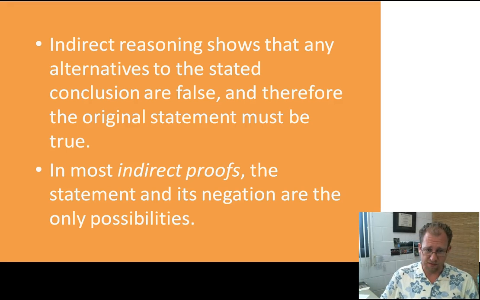In most indirect proofs, the statement and its negation are the only possibilities. This is a digital thing, a yes, no, a 1, 0. This is either a scalene triangle or it isn't. This is either a congruent triangle or it isn't. This is either an equilateral triangle or it isn't, right? Yes or no, two option situations.